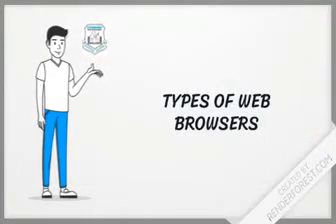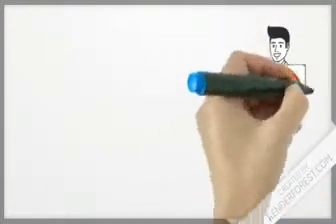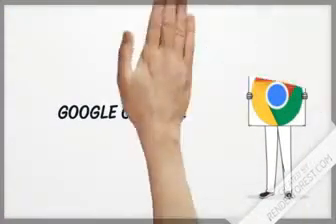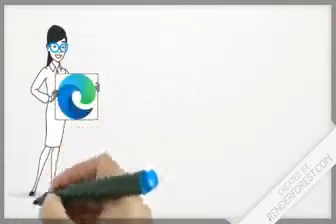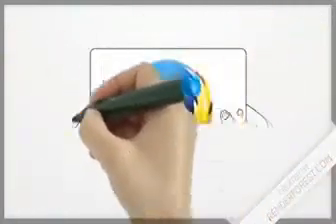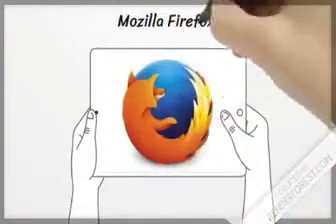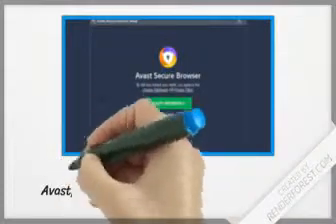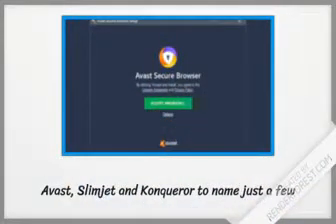Types of internet browsers. We have Google Chrome, Microsoft Edge, Mozilla Firefox, Opera, and we also have Opera Mini that is customized for mobile phones, the UC Browser, we have Avast, Slimjet, Konqueror, to mention just a few.